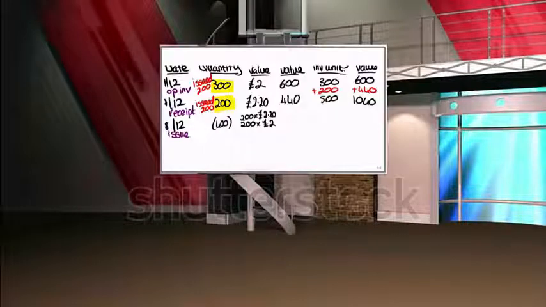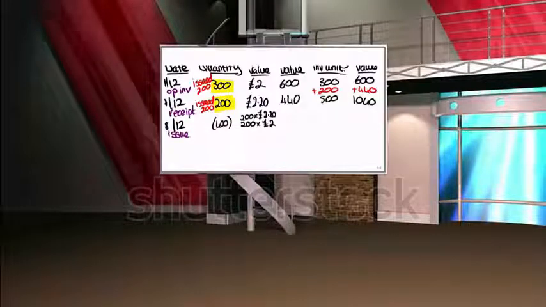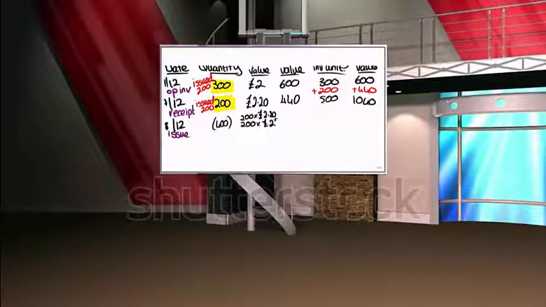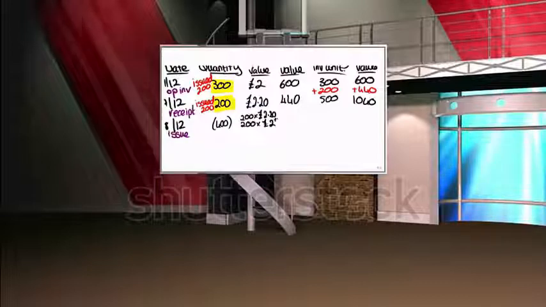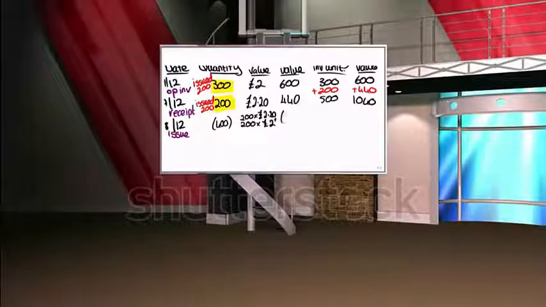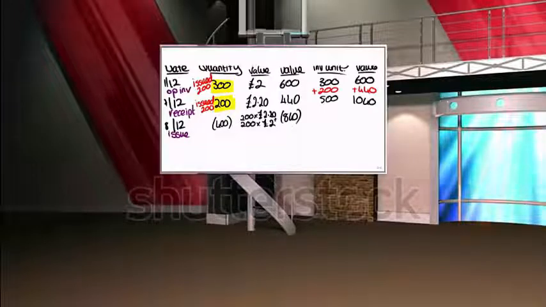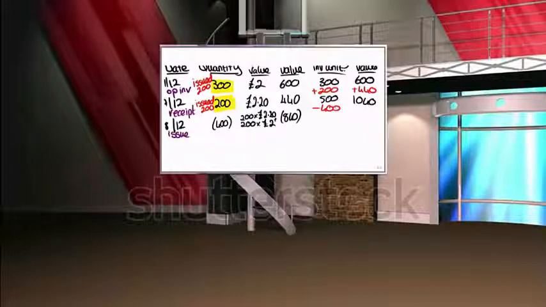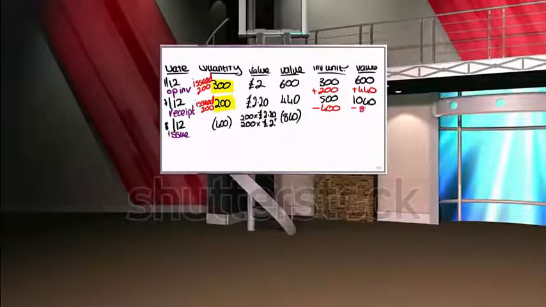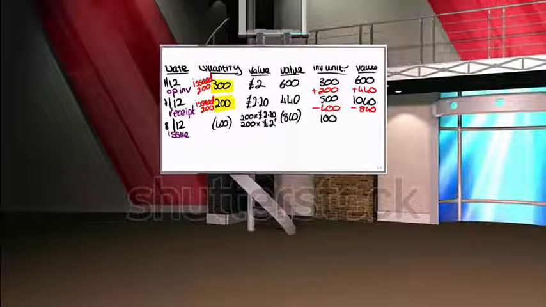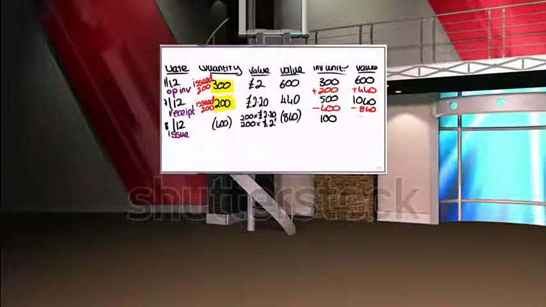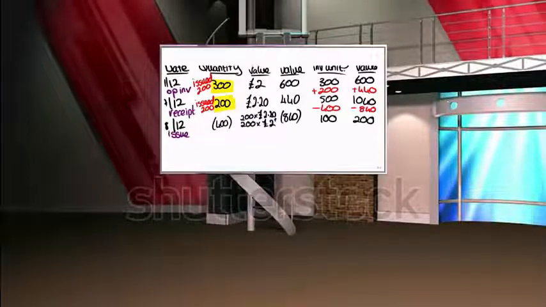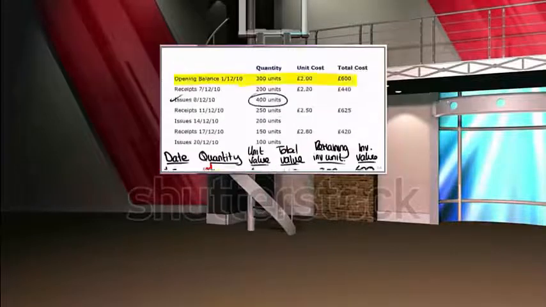Back to our information for the 8th of the 12th, so the total value of our issue, 200 by 2.20 plus 200 by just £2 gives us a total issue value of 840. If we update our running inventory totals, we've taken away 400 units with a total value of 840. We are left with 100 units with a value of £200. Okay, so that's our first issue complete. Let's see what happens next.